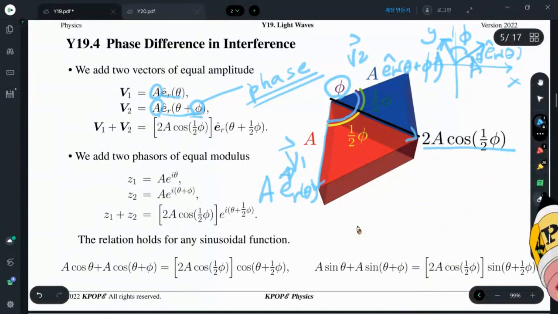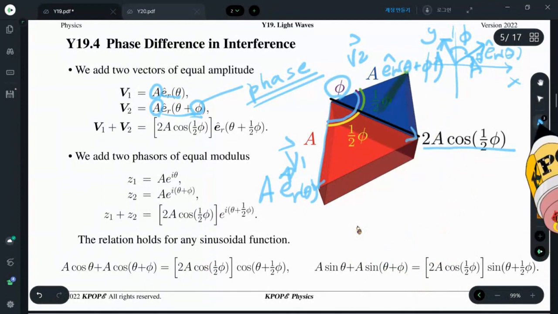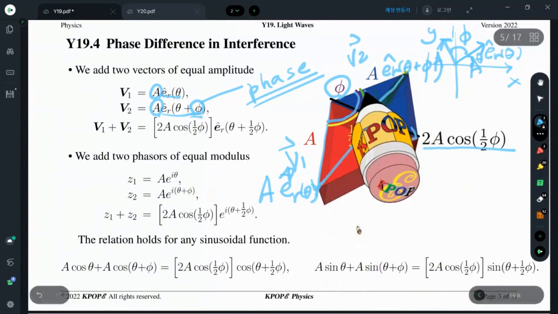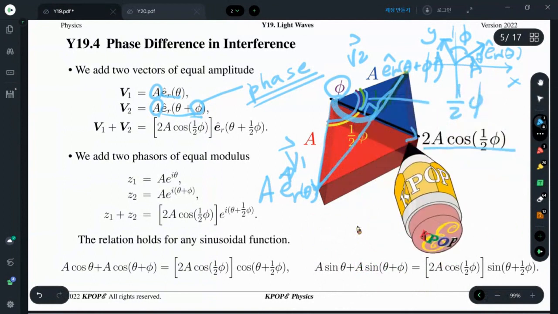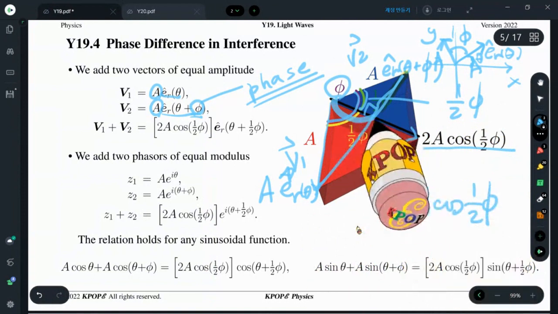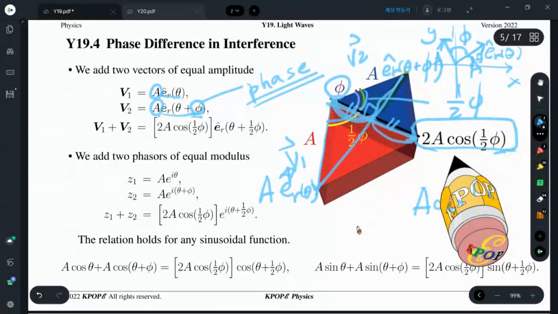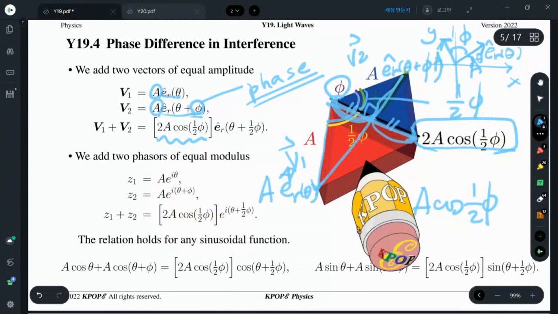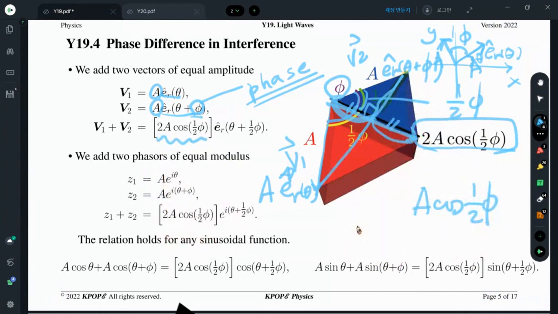Therefore, you can draw this diagonal, and because this angle is one half of phi, you will find this length is A cosine half of phi, and this is doubled. Therefore, this length is 2A cosine half of phi. As a result, the magnitude of this resultant vector is 2A cosine half of phi.